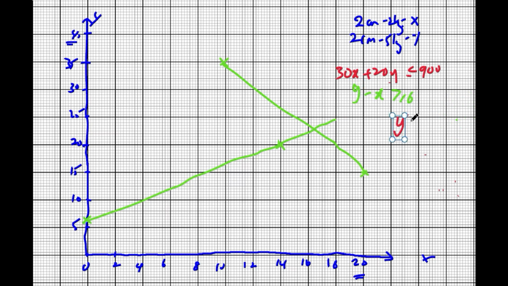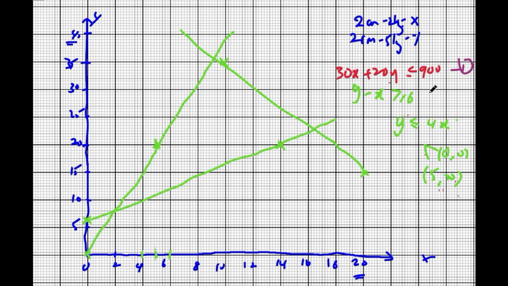And then the third line, y is smaller than 4x. So the points here are (0, 0) and (5, 20). So 20 is here, in the middle of 4. So this is the graph. So we connect the line. Okay, make sure the line is connected. And I extend it to make sure that the lines intersect each other.